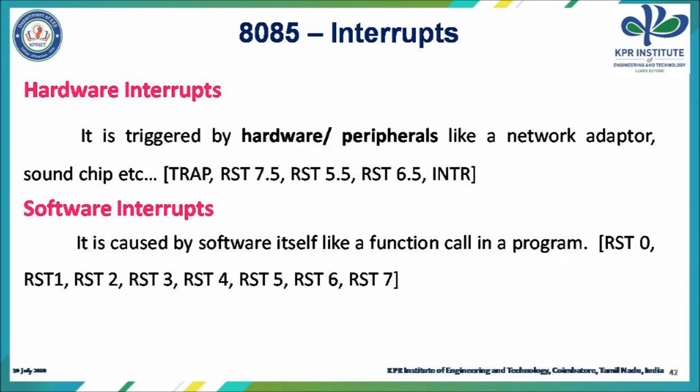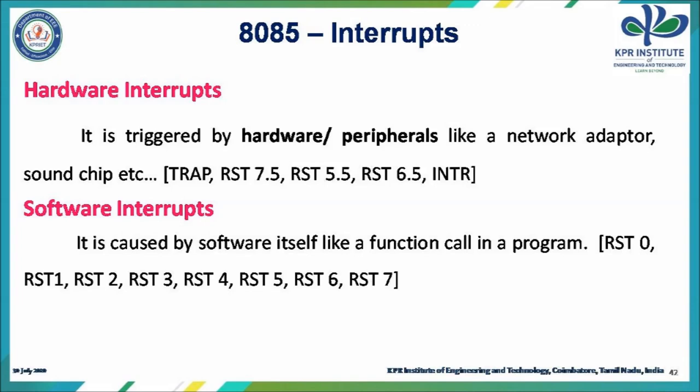The first classification is hardware and software interrupts. The devices which interrupt through the hardware pins of 8085 processor are called hardware interrupts. There are 5 hardware interrupts in 8085 processor, as we know: TRAP, RST 7.5, RST 5.5, RST 6.5 and INTR, out of which TRAP has the highest priority and INTR has the lowest priority.